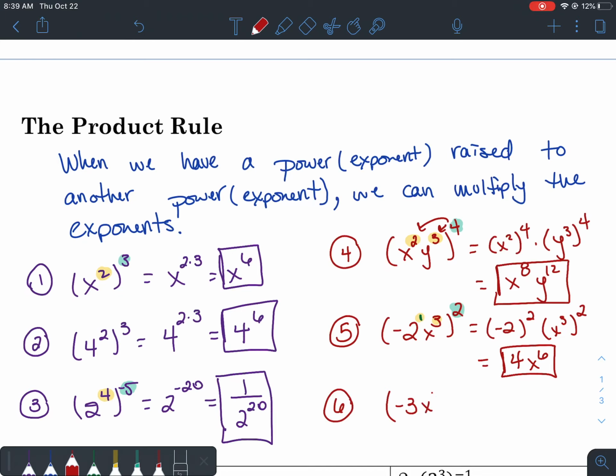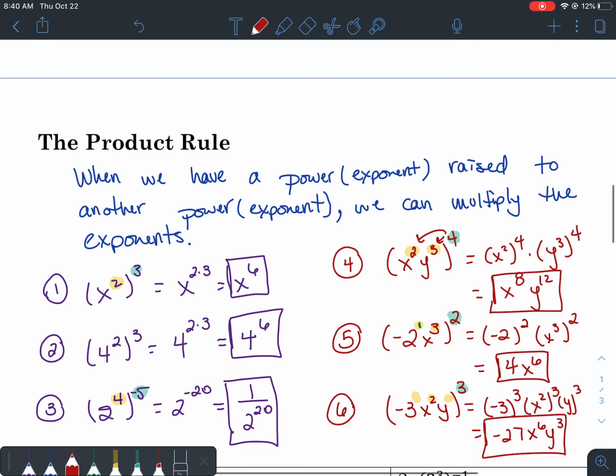If we had something like negative 3x squared y all to the 3rd power, again, that outside 3 is being raised to an imaginary 1 on the negative 3, the 2 on the x, and the imaginary 1 on the y. So the best way is to break it up like the distributive property. And we have here negative 27, x to the 6th, y to the 3rd. Okay. It seems relatively simple, but it can get confusing when you have multiple things in the parentheses at once.